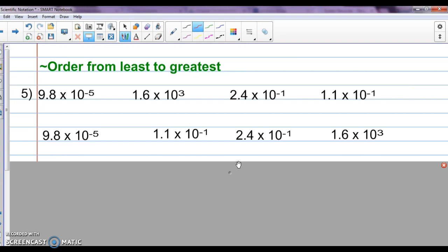9.8 times 10 to the negative 5, 1.1 times 10 to the negative 1, 2.4 times 10 to the negative 1, and then lastly 1.6 times 10 to the 3rd power.